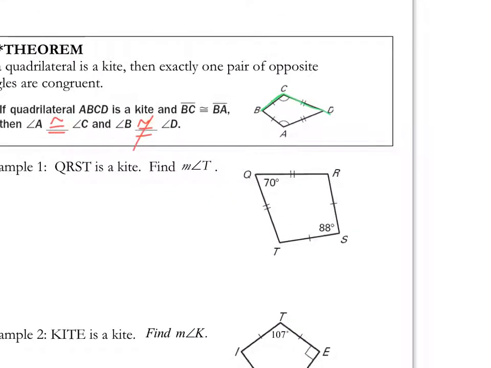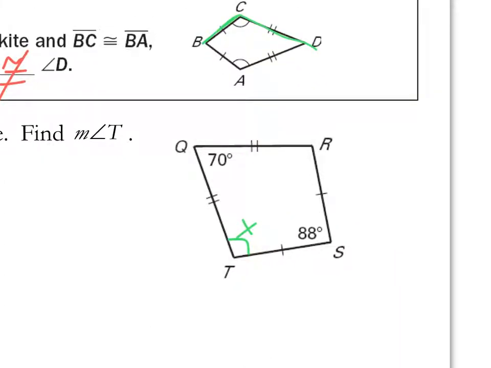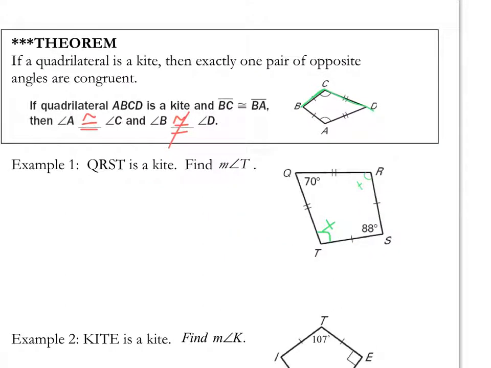So it says QRST is a kite, find the measure of angle T. So this is what I want to find, x. Now if I look at the picture, T is the same as R, so I know that this is also x. Now if I remember, all angles of a quadrilateral add up to 360. So I can just do x plus x plus 88 plus 70 equals 360. And I can solve that problem.